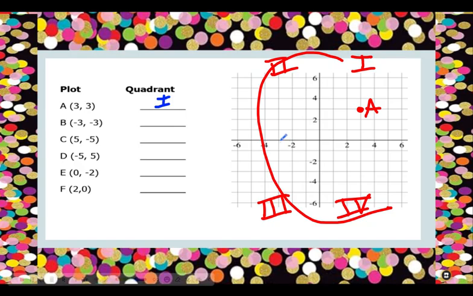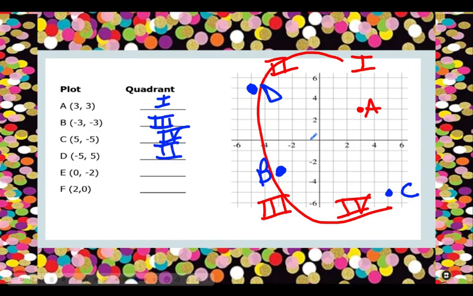B is -3, -3. That's where my blue B is. What quadrant's that? Quadrant 3. C is 5, -5. So we go right 5 and down 5. That's C. We're in quadrant 4. D is -5, so we go left 5 and then up 5. D is in quadrant 2.